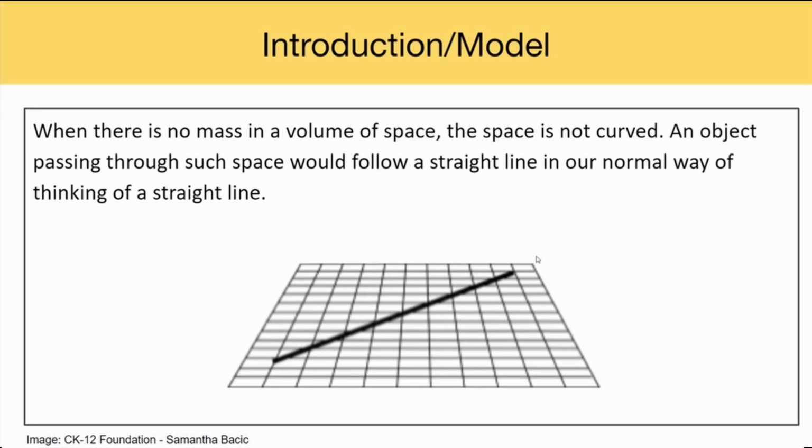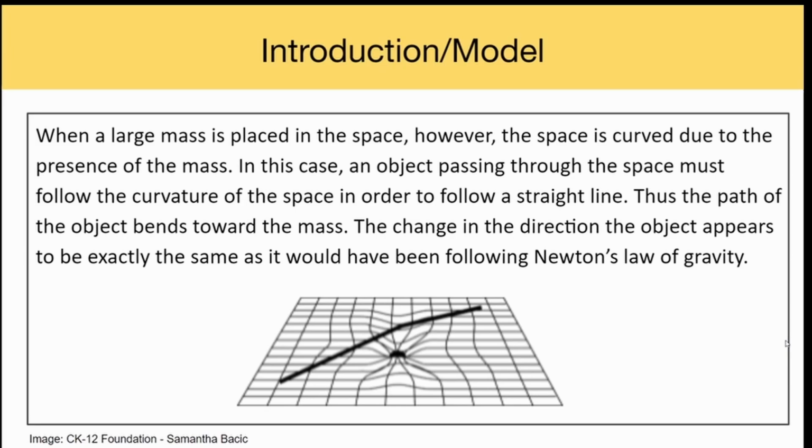When there is no mass in a volume of space, the space is not curved. An object passing through space would follow a straight line in our normal way of thinking about a straight line. When a large mass is placed in space, however, the space is curved due to the presence of the mass. In this case, an object passing through space must follow the curvature of the space in order to follow a straight line. Thus, the path of the object bends towards the mass.